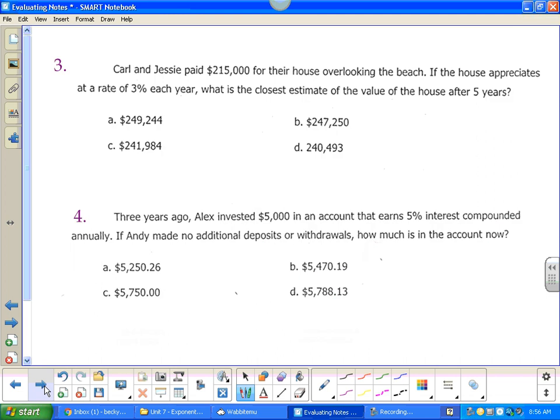Carl and Jesse paid $215,000 for their house overlooking the beach. If the house appreciates at a rate of 3% each year, what's the closest estimate of the value of the house after 5 years? Okay, so y equals 215,000, that's my starting value. We are appreciating 3%, so 1.03. And I'm going for 5 years.